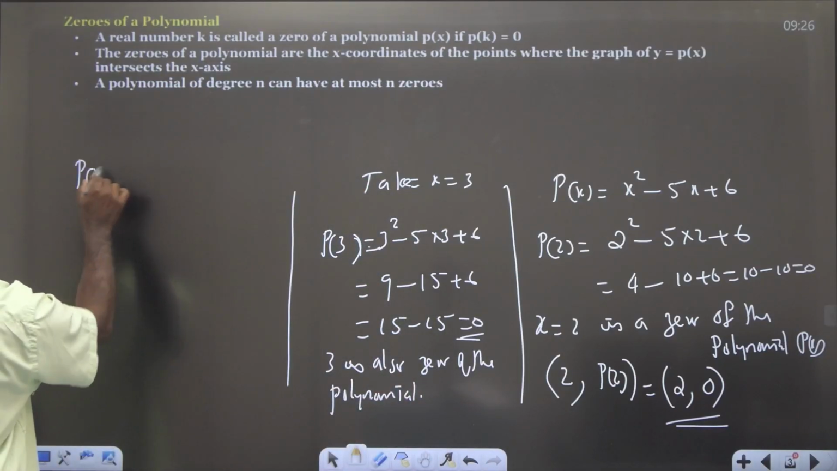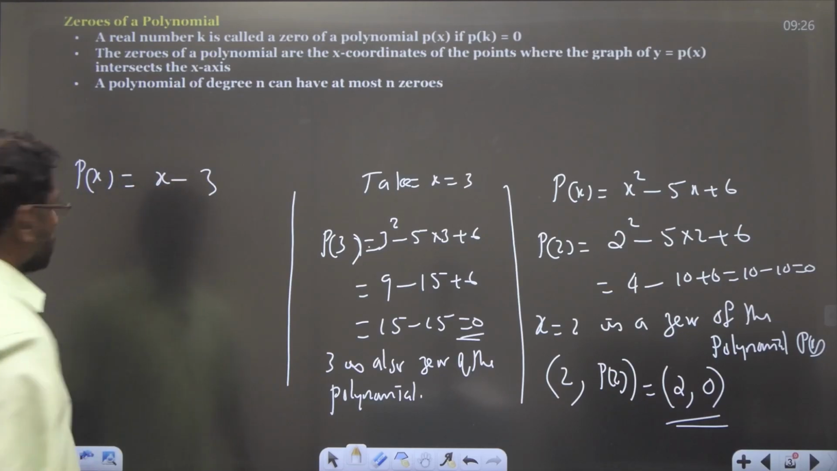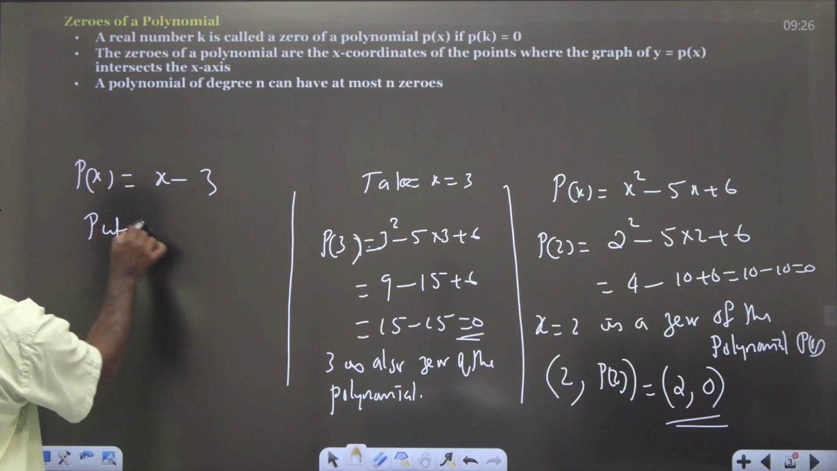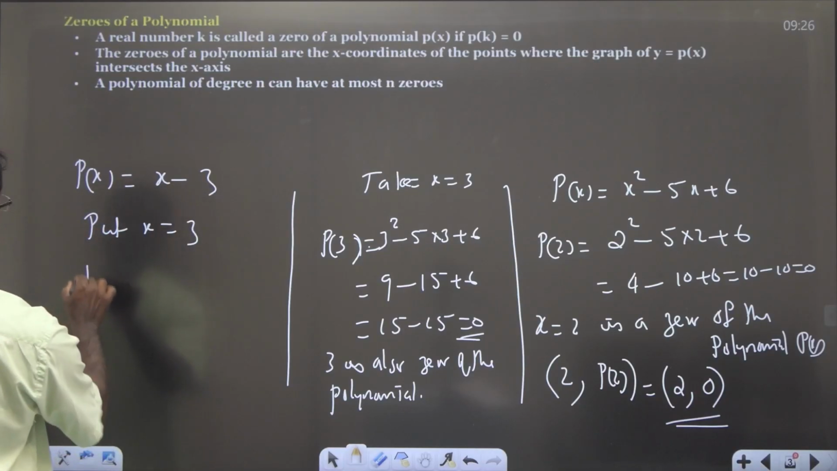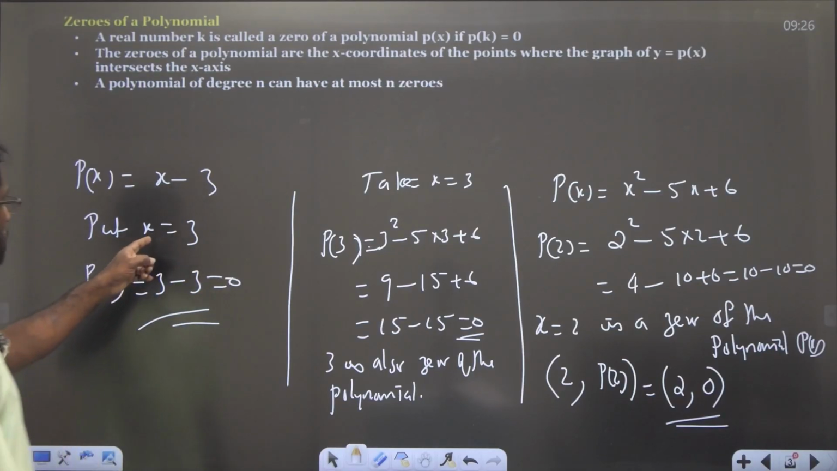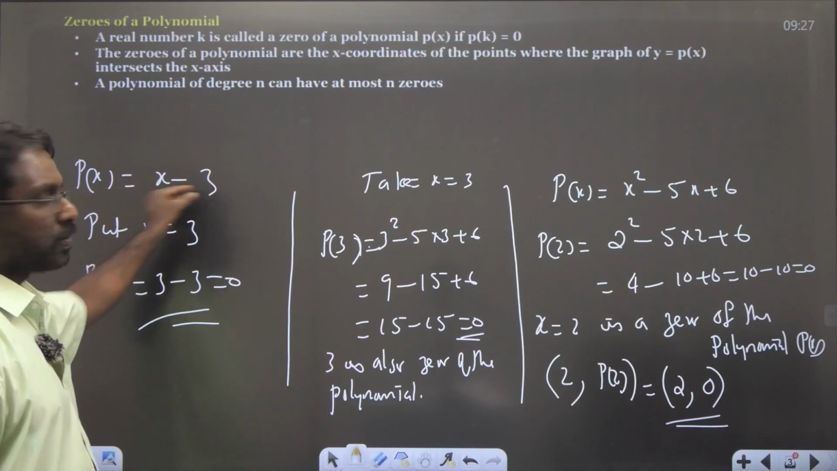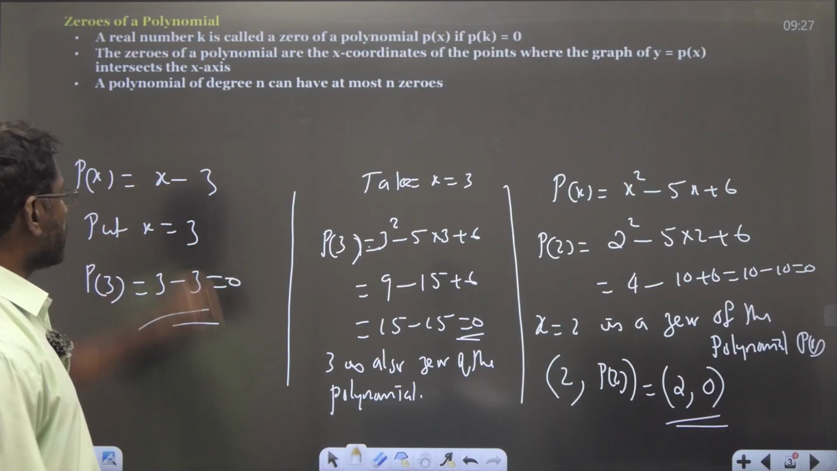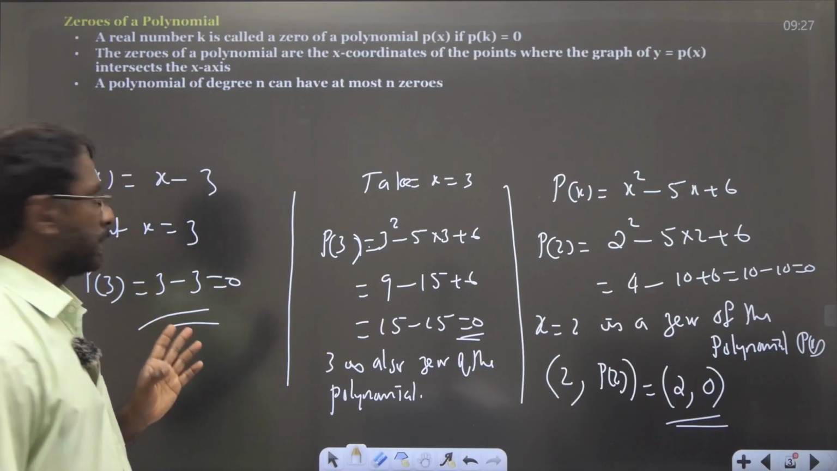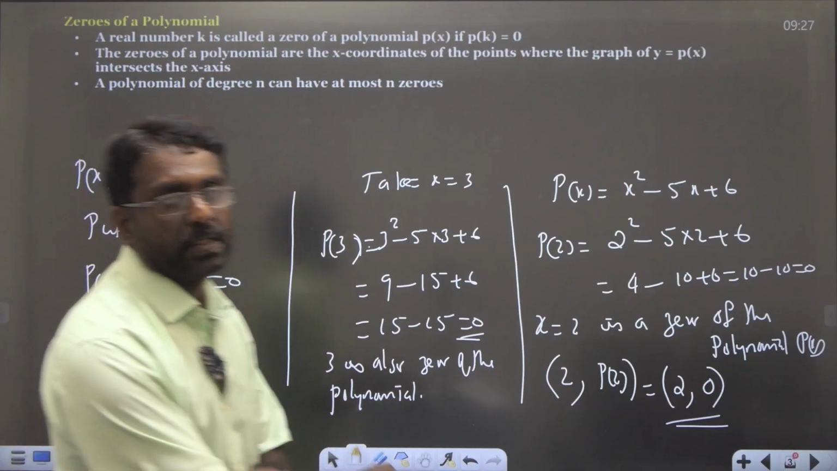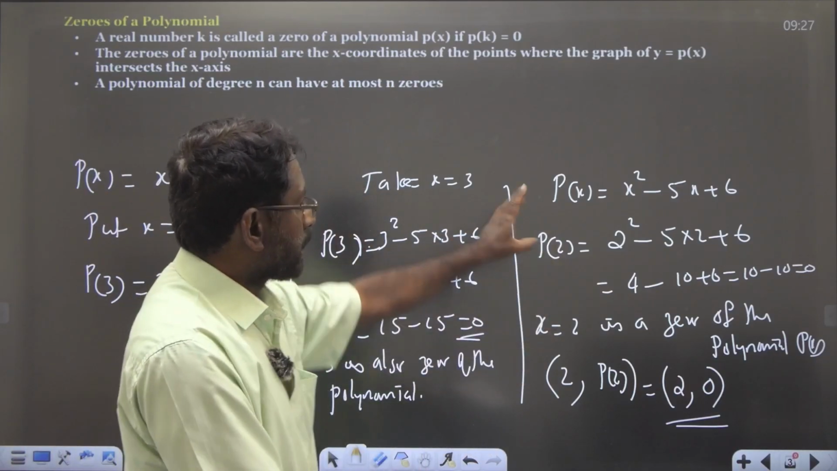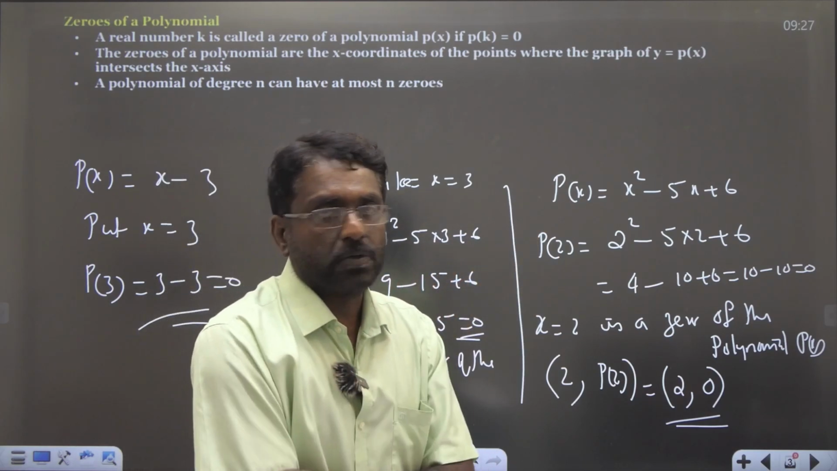For a first degree polynomial, look here. Suppose P of x is equal to x minus 3. What is the zero of the polynomial? It is very clear: put x equal to 3. P of 3 is equal to 3 minus 3 equal to 0. Therefore, x equal to 3 is a zero of this polynomial. This is a first degree polynomial, and the only zero is at x equal to 3. So we can conclude that for a first degree polynomial, the number of zeros is 1. For a second degree polynomial, the number of zeros is 2.